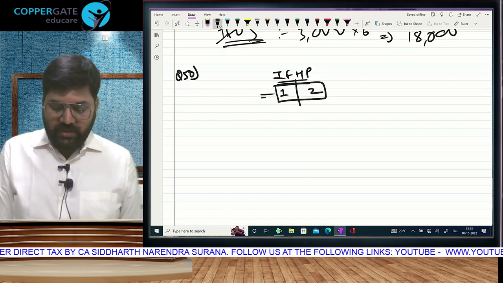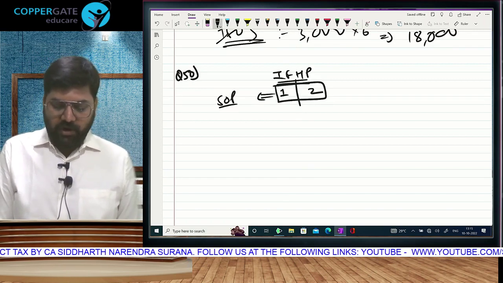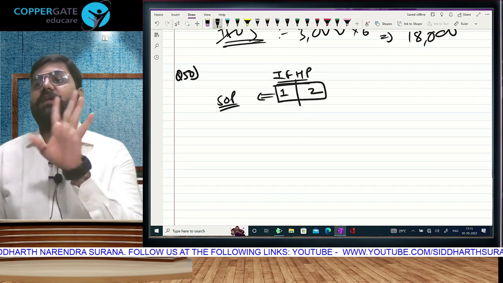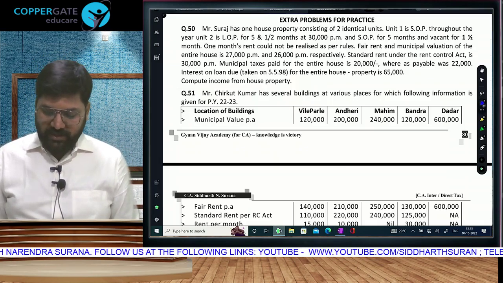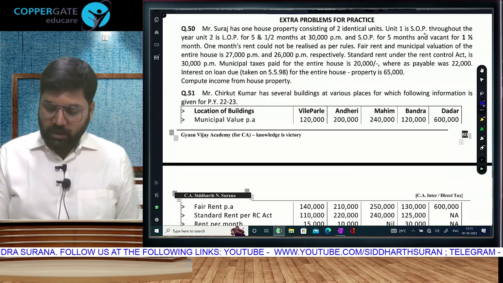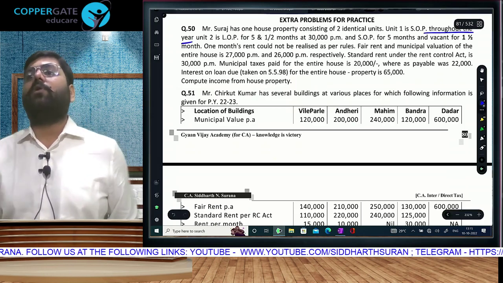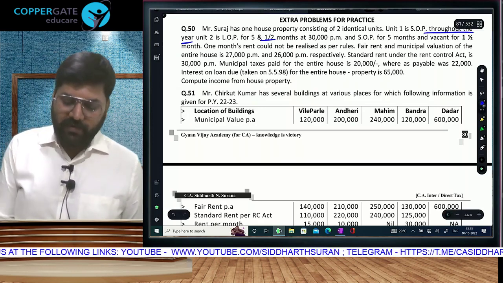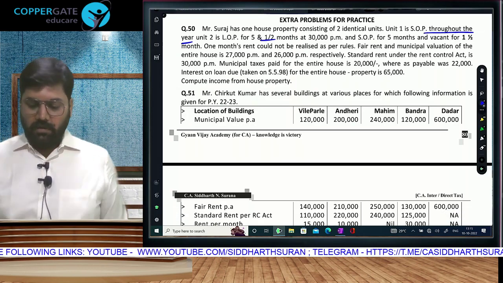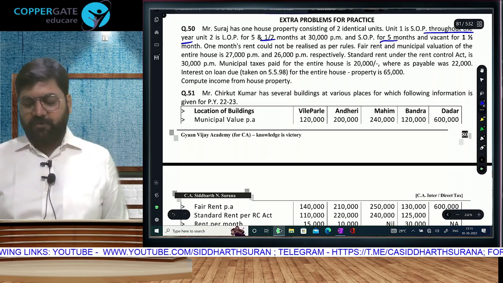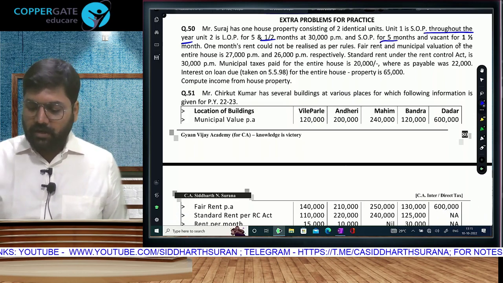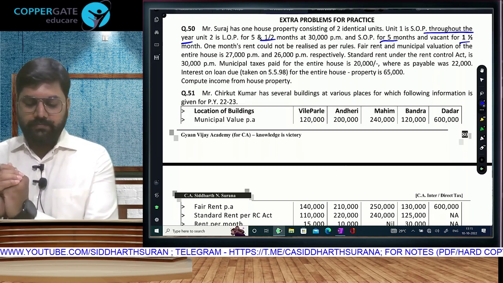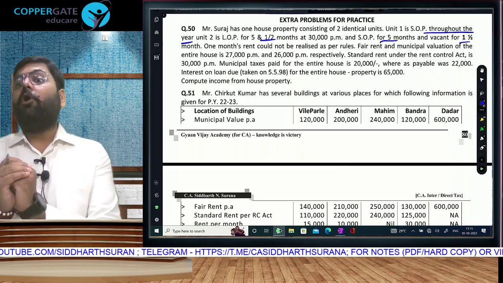Unit 1 is used as SOP. For a property to be SOP, it has to be used for own residence throughout the year, not given on rent even for one day. Does the question mention that? SOP throughout the year. In fact, only if it is throughout the year, it can be called SOP. Unit 2 has been let out only for 5.5 months, and then it was SOP for 5 months. So total 10.5. It was vacant for 1.5. So that's the breakup of 12 months of unit 2. Correct?